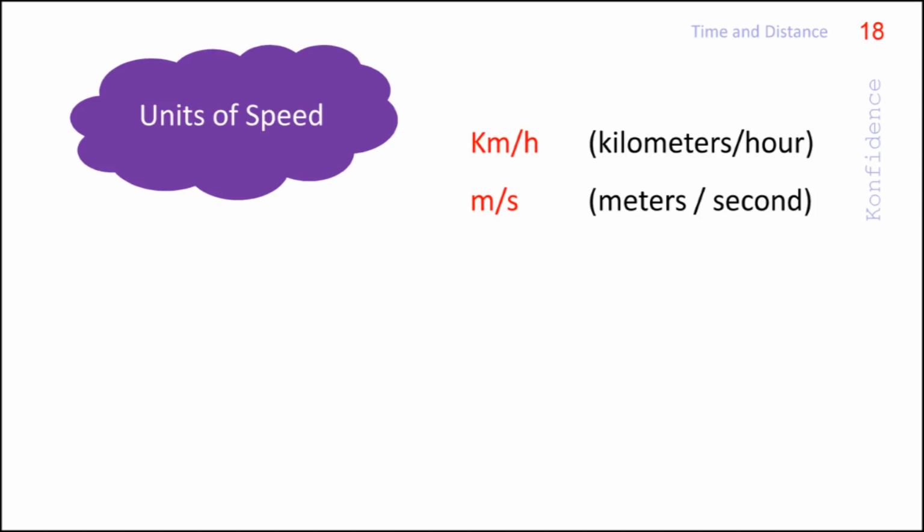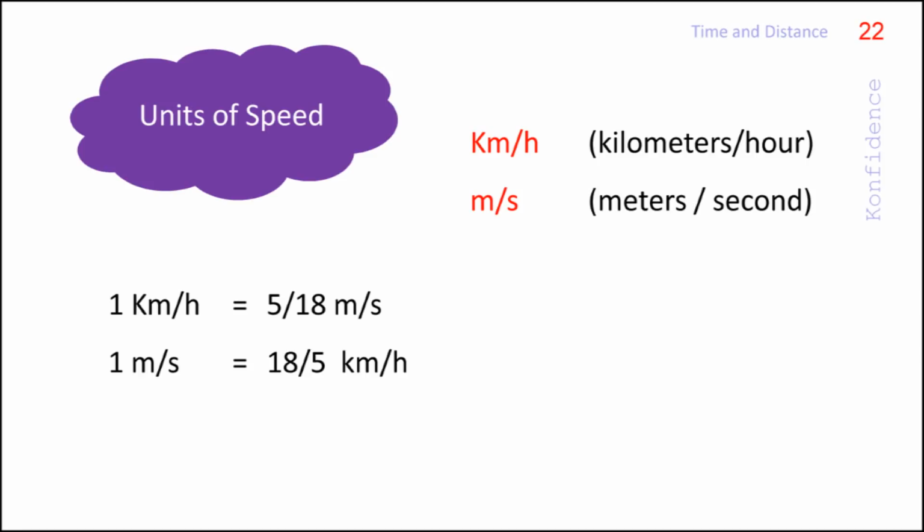Speed is distance by time. So the unit of speed will be unit of distance by the unit of time. Commonly used units of speed are kilometers per hour and meters per second. While doing questions, you will have to convert from one unit to the other quite frequently. In such occasions, the conversion relation will be very useful. Remember that 1 kilometer per hour is 5 by 18 meter per second, and 1 meter per second is 18 by 5 kilometers per hour.